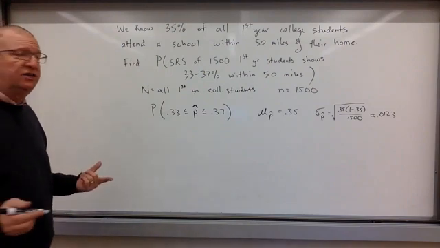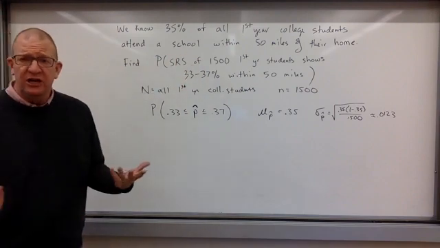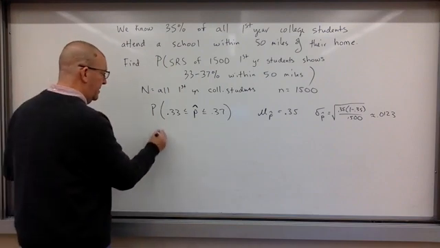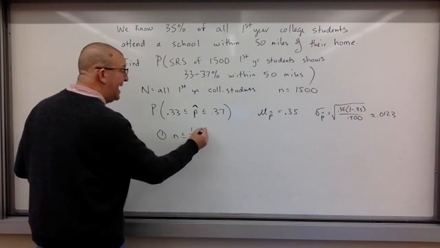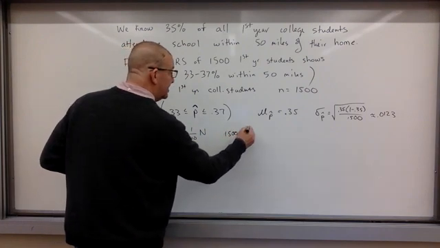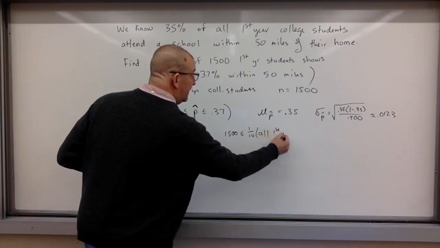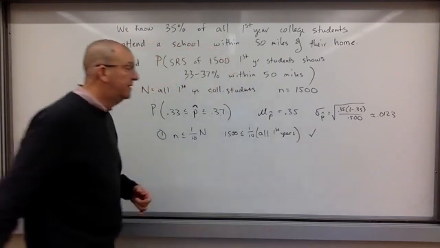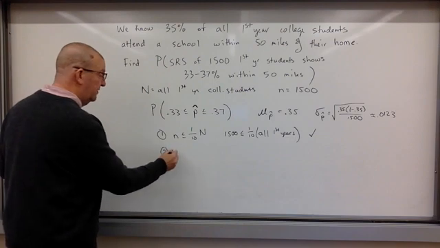Now let's test our conditions. First, let's think about the sample size. Is 1,500 less than 10% of all first-year college students? That is the n less than or equal to 1/10 of big N case. So in our case, is 1,500 less than or equal to 1/10 of all first years? And the answer is yes. Cha-ching.